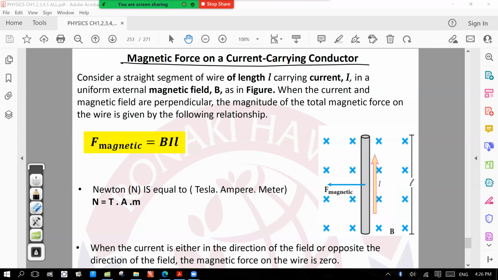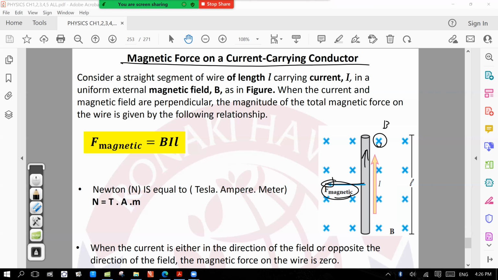So you see, we're going to use our right hand rule for indicating the direction. The thumb shows us the direction of the current, which is going to the north. And the field is a cross, so it means B is into the board. My forefinger is into the screen. And as you see, my palm shows the left side, which means there is a magnetic force on that wire to the left side. This is how we indicate the direction of the magnetic force on the current carrying conductor.